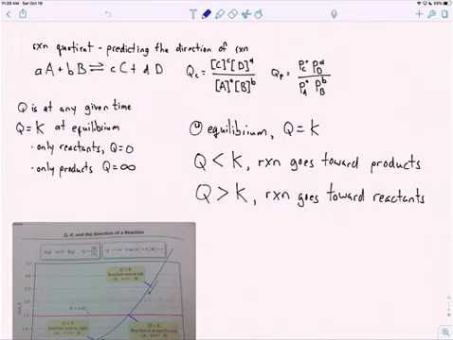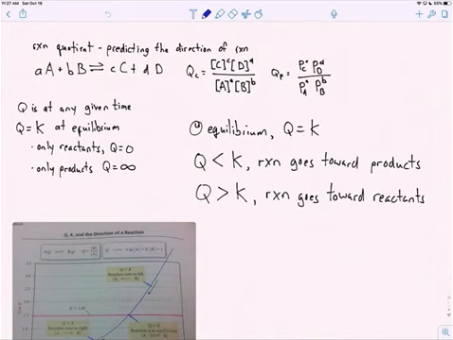If Q is less than K, so if Q is too small, that means that Q needs to get bigger. And how does it get bigger? It means that the top number needs to get bigger and the bottom number needs to get smaller. And how does the top number get bigger? It forms more products.